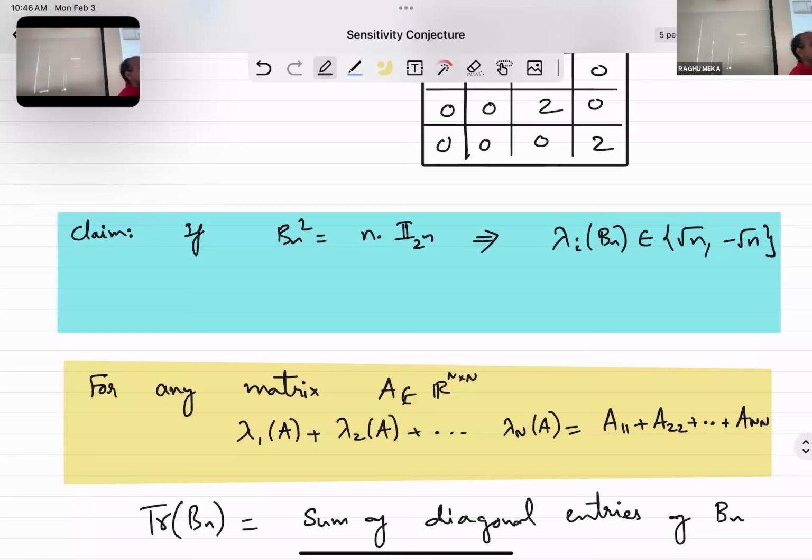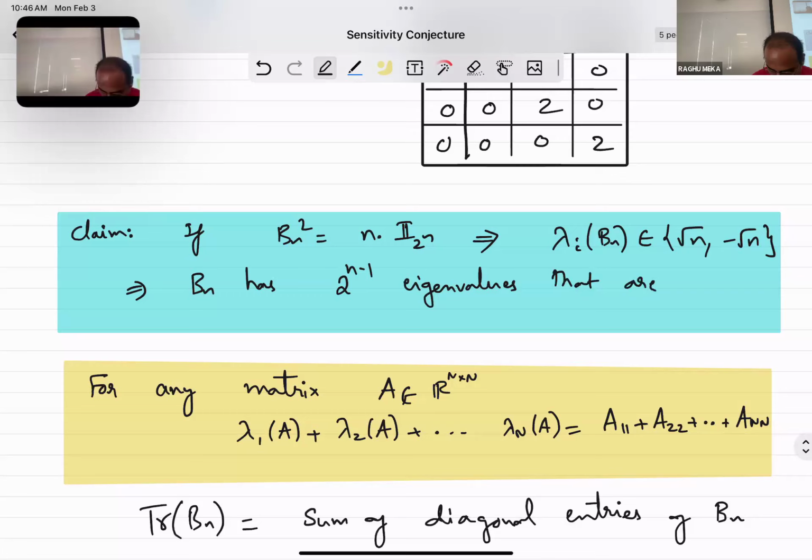Exactly the same number, or in particular, exactly half and half, right? So that means I have a matrix which has 2 to the n eigenvalues, and I should have an equal number of root n's and minus root n's. So this implies that Bn has 2 to the n minus 1 eigenvalues that are root n, and 2 to the n minus 1 eigenvalues that are minus root n.